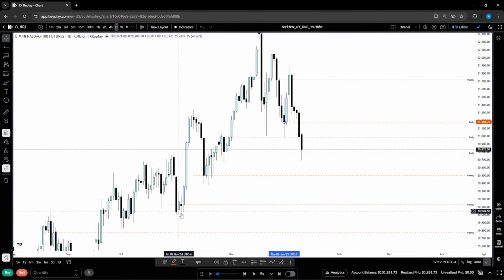So if you want to continue further and take out these lows, there are these levels we can take. Also, we could retest this level.